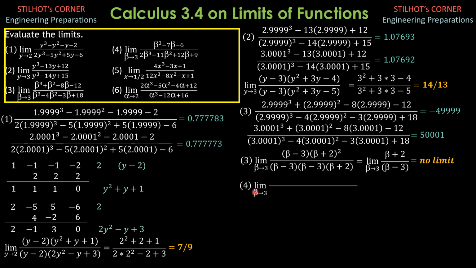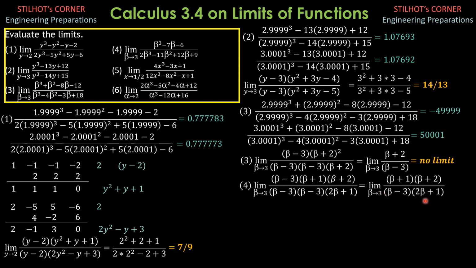So that is reduced to the limit as beta approaches 3 of beta minus 3 times beta plus 1, beta plus 2. You verify the factors. Then the denominator is beta minus 3 squared, or beta minus 3, beta minus 3, 2 beta plus 1. So we can only cancel one beta minus 3. Then this reduces to the limit as beta approaches 3 of the quantity beta plus 1 times beta plus 2 over beta minus 3 times the quantity 2 beta plus 1.